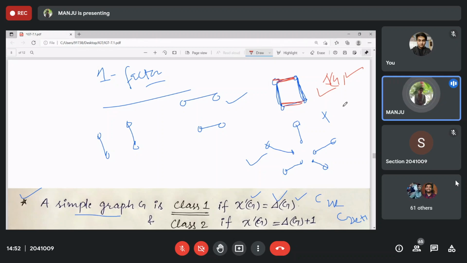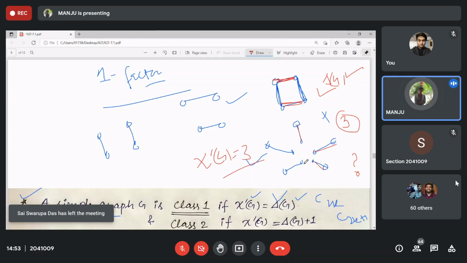Similarly, what about this one? Can you color properly by using 3 colors? Petersen graph is what? 3 regular. So just check whether you are able to find that the chromatic index is 3 or not. Okay, so same color you can use on this and this one, right? In fact, no. Why? How many edges are present? 15, no? 15 edges are present.